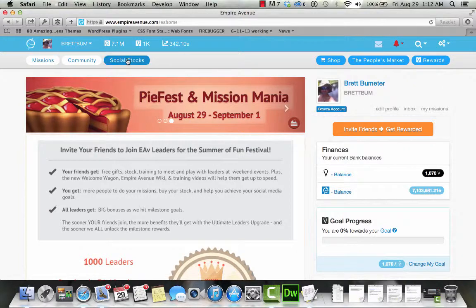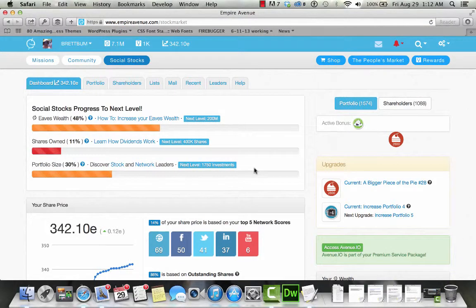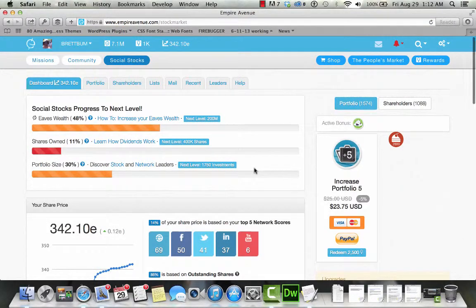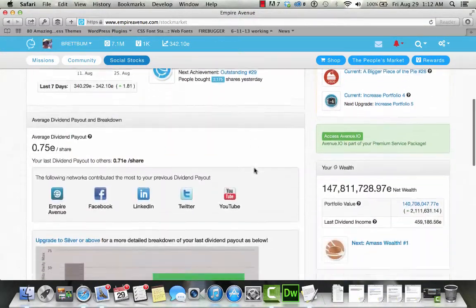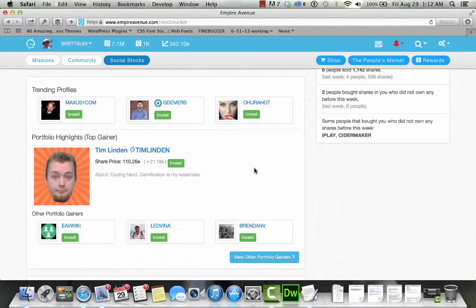To get started, this is the home page. I've just logged in. I'm going to click on the Social Stocks button. And this takes me to a page with a couple different pieces of information. It shows me my share price and some of the details about me. As I scroll down, I get to see some of the trending profiles on Empire Avenue.